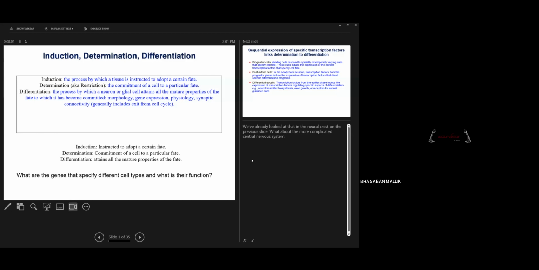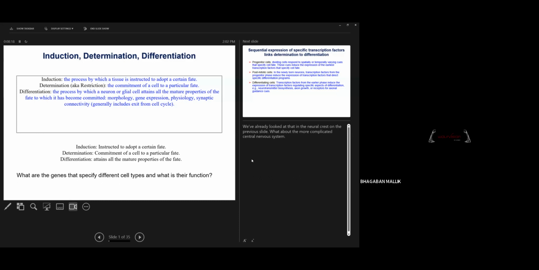So we are at Unit 3. I will be entirely dealing with Unit 3, and it consists of lectures on differentiation. Then we have axon pathfinding, synaptogenesis, neurotrophic factor signaling, all these.